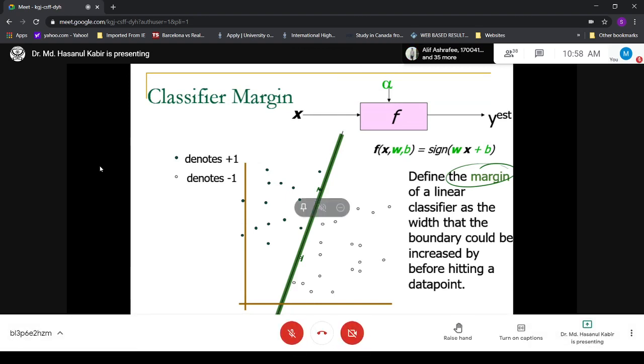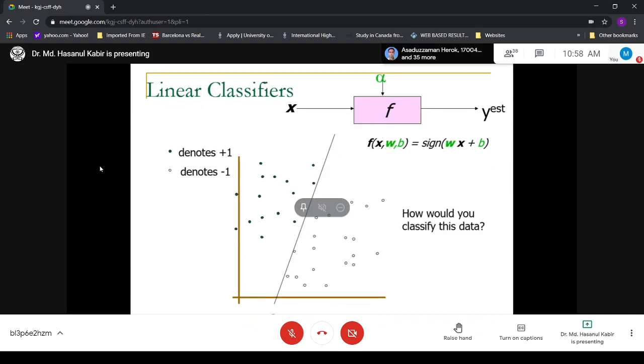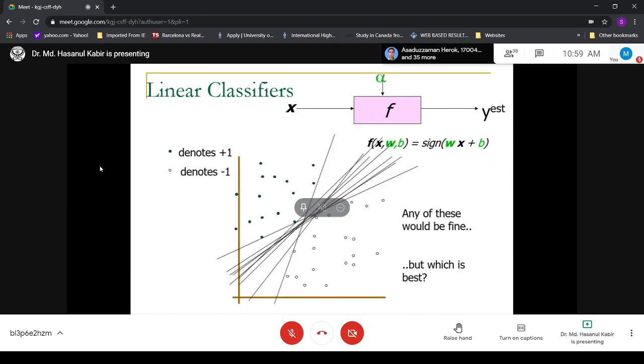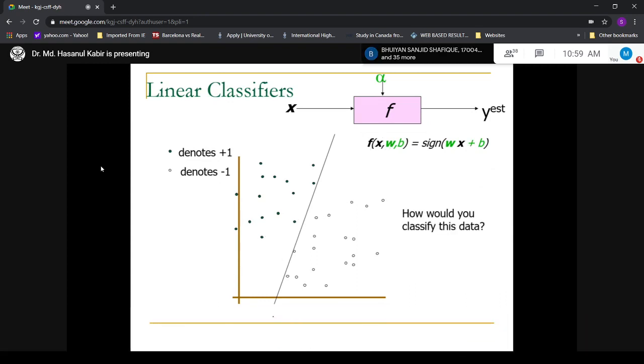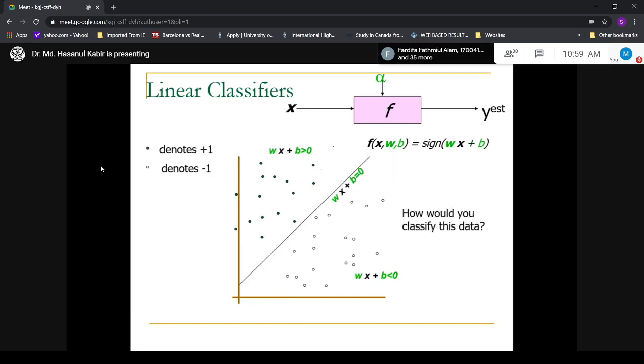Okay, so we have seen that there are a lot of options for different lines, and we can have their corresponding margin. For example, with this particular decision boundary, can you have a significant margin over here? Maybe not much, right? How about this one? Yeah, I can have a margin which is a little bit larger than before. Yes.